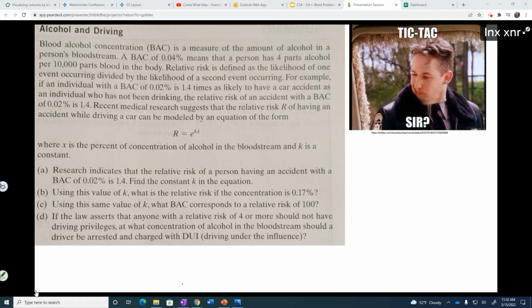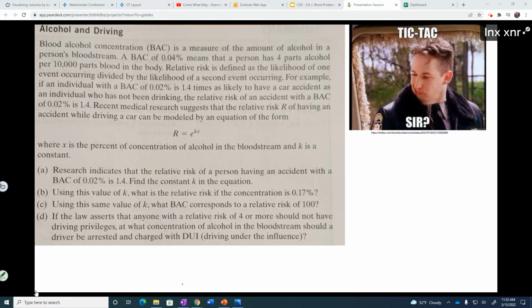All right, I'll read through it here. It says the blood alcohol concentration, or the BAC, is a measure of the amount of alcohol in a person's bloodstream. A BAC of 0.04% means that a person has 4 parts alcohol per 10,000 parts blood in the body. Relative risk is defined as the likelihood of one event occurring divided by the likelihood of a second event occurring. For example, an individual with a BAC of 0.02% is 1.4 times as likely to have a car accident as an individual who has not been drinking. The relative risk of an accident with a BAC of 0.02% is 1.4.